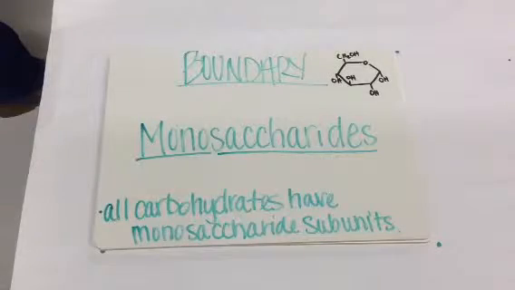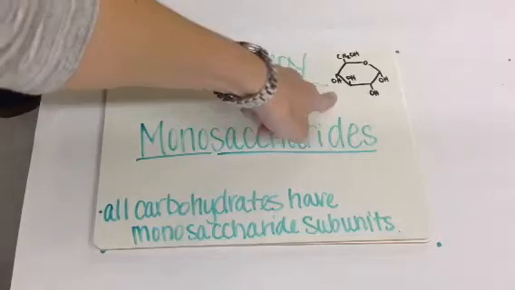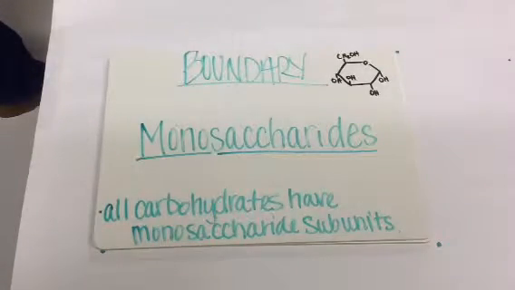So Miss Hatton, what is this right here? Okay, right here, guys, we have a picture of a simple sugar, also known as a monosaccharide. These can be combined to make carbs.